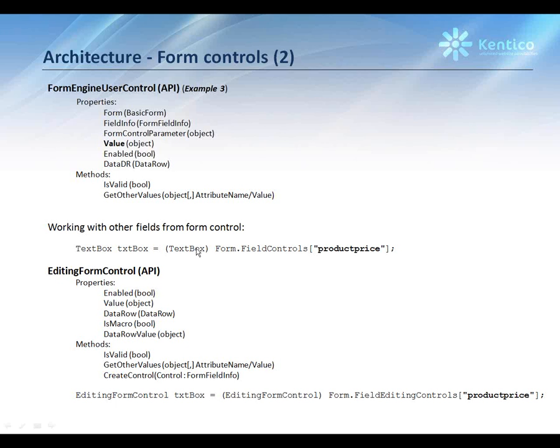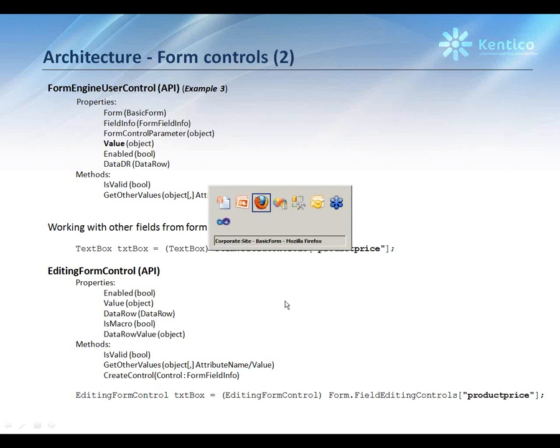So if you don't know the type of the control that you would like to extend or modify, you can simply access field editing controls and cast it to editing form control. The editing form control class also holds built-in form controls, like text box, label, checkboxes, etc. An important method in here is the create control method that, according to form field info, creates the control.